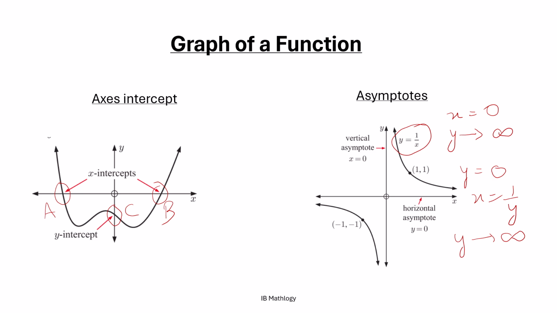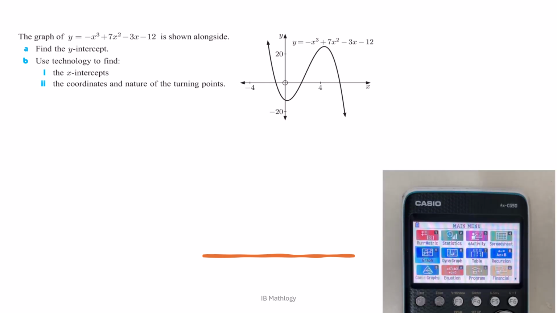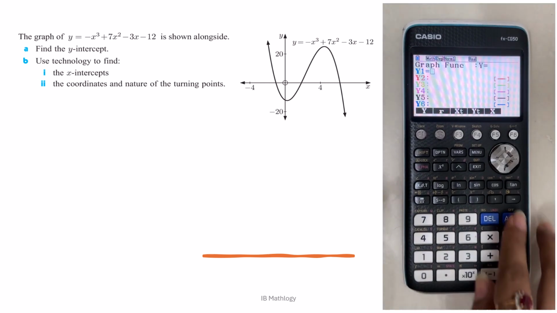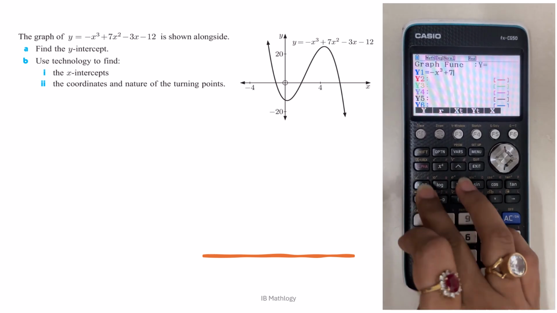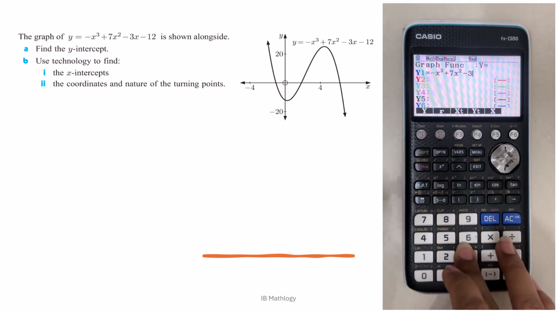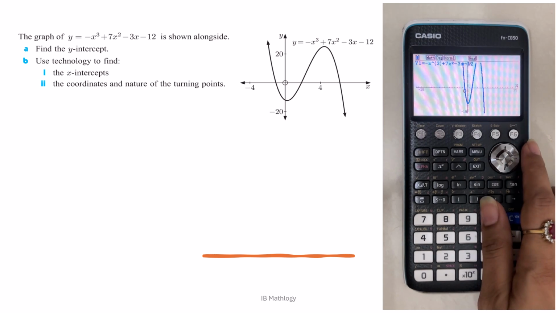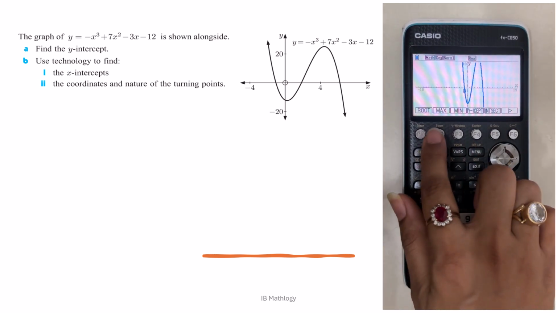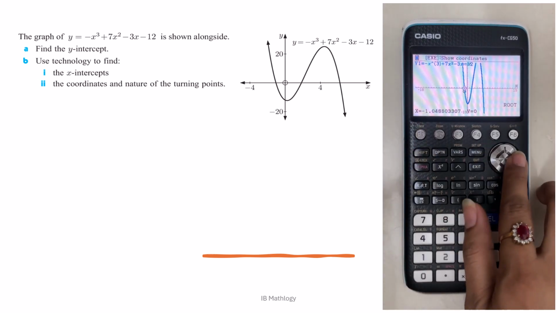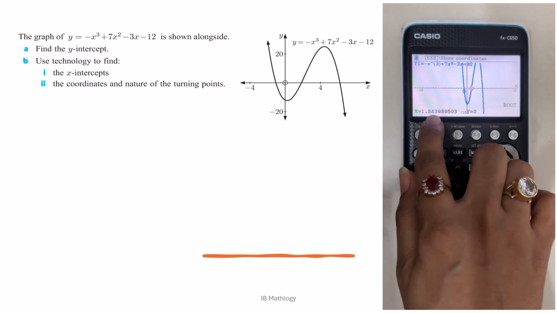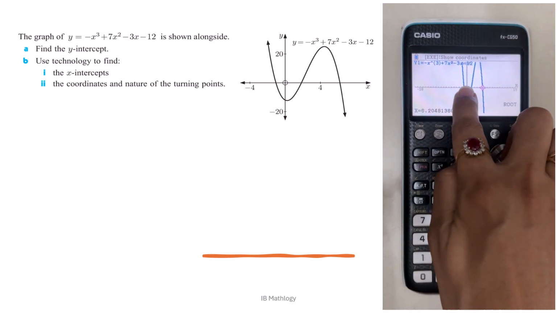Now let's take an example. Let's understand how to solve this question using GDC. First, we have to type the equation minus x cube plus 7x square minus 3x minus 12. Now we'll draw the graph. You can see the graph. Now we'll press G-Solve and find the roots of the equation. The first root is minus 1.04, the second root is 1.84 and the third one is 6.20. So these are the three roots.